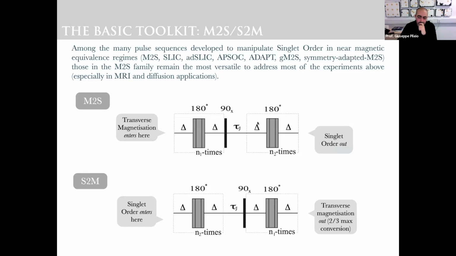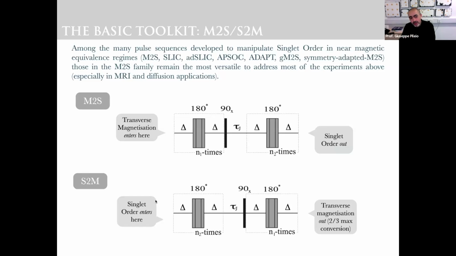Now, while you can do the first transition, from transverse order to singlet order, with efficiency 1, so you can take all transverse order into singlet order, we have to be conscious that the inverse, going from singlet order to transverse magnetization, can only be done with a maximum conversion efficiency of 2/3. So you trade away 1/3 of the signal, but obviously you get something like 10 to 60 or more times longer lifetime. So it depends on what you want to do with that.